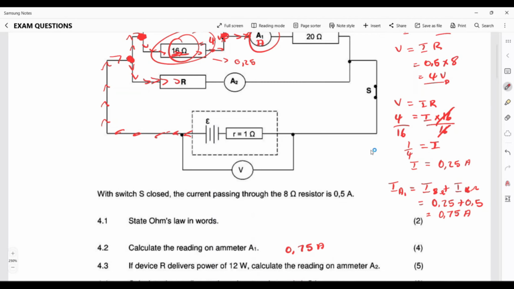All right. If device R delivers power of 12 watts, calculate the reading on A2. Now we're looking for the reading on A2.